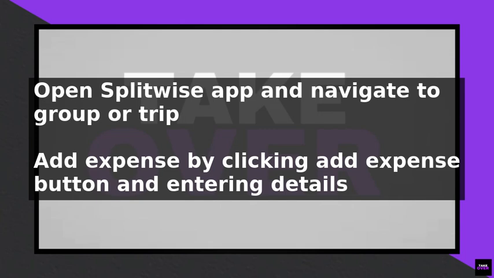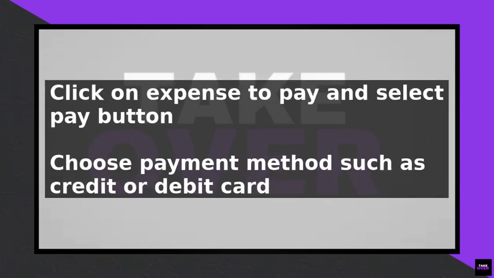through the mobile app. First, open the Splitwise app and navigate to the group or trip where the expense is listed. If the expense is not already listed, you can add it by clicking the Add Expense button and entering the details of the expense.